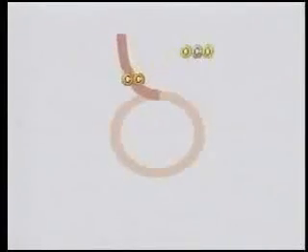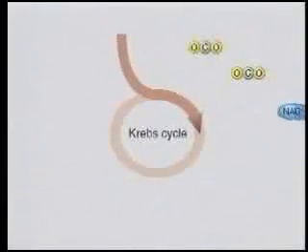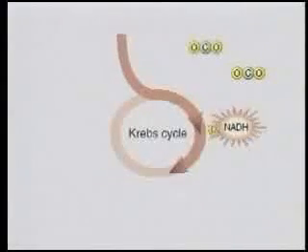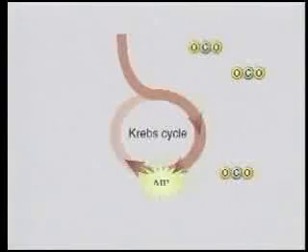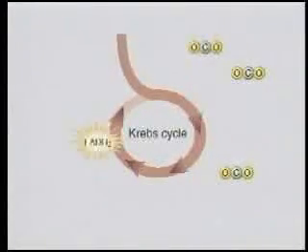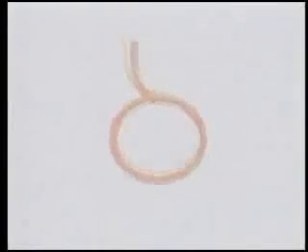The pyruvate molecule is split and enters a continuous loop of reactions. This loop of reactions is called the Krebs cycle. As these reactions take place, energy from the carbon compounds is used to make NADH, ATP, and FADH2, all high-energy compounds. Carbon dioxide also forms and is released. These carbon dioxide molecules leave your body when you exhale.